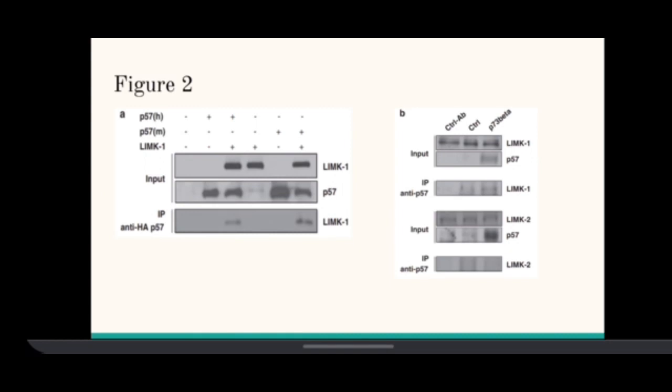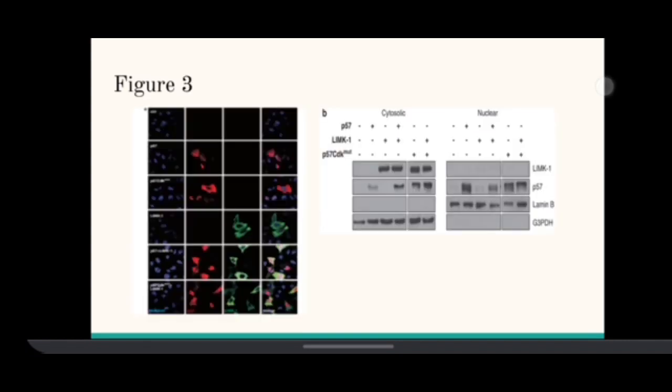Part B of figure 2 shows the HeLa cells that were transfected with the expression vector. After the transfection took place, the cell extracts were immunoblotted. The total extracts were then immunoprecipitated.